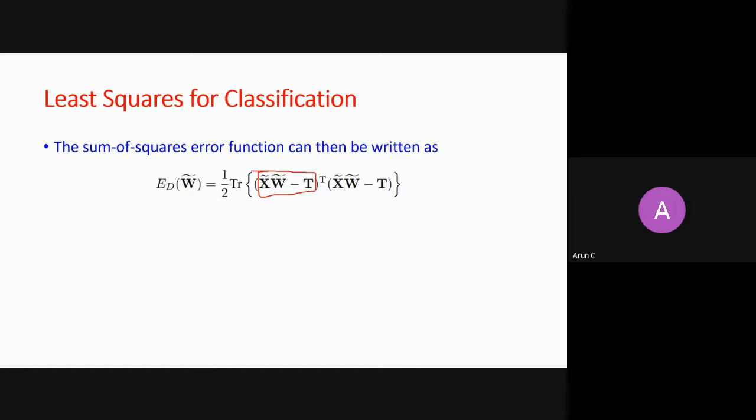Anybody? So this matrix will be E1, E2, EK, right? What is E1? Can anybody tell me what I'm trying to write as E1? Error one, the difference between the target and the X bar W bar's first element.